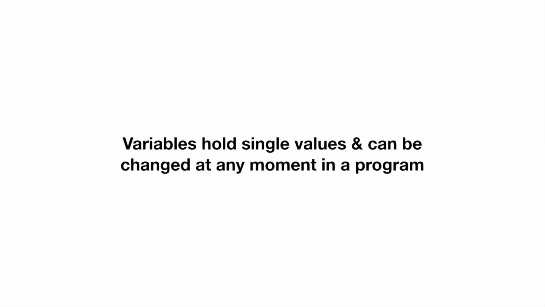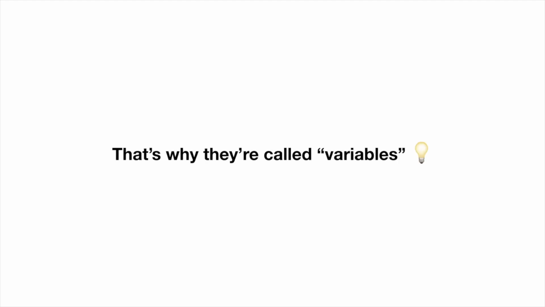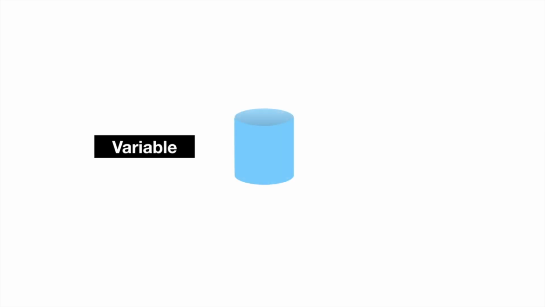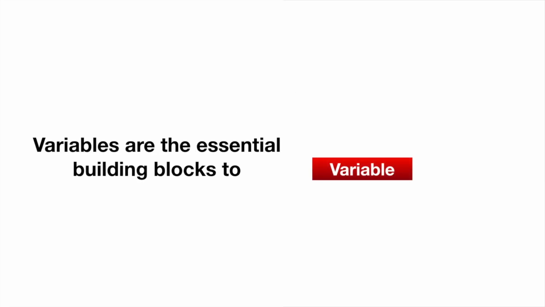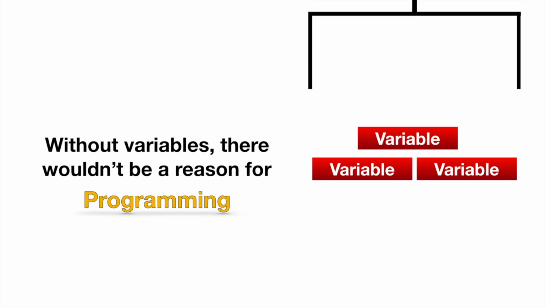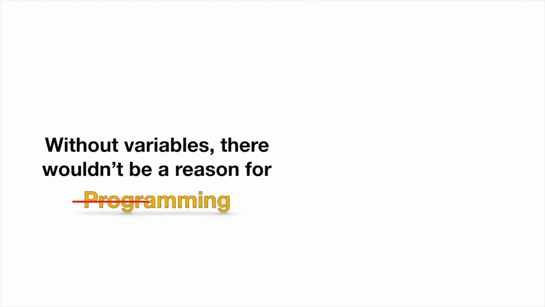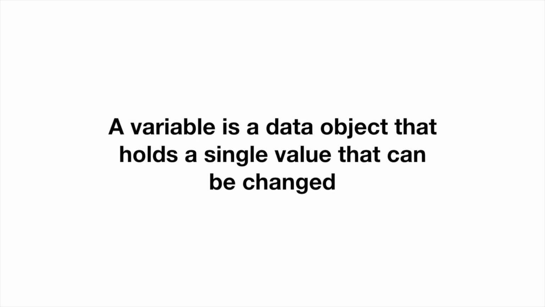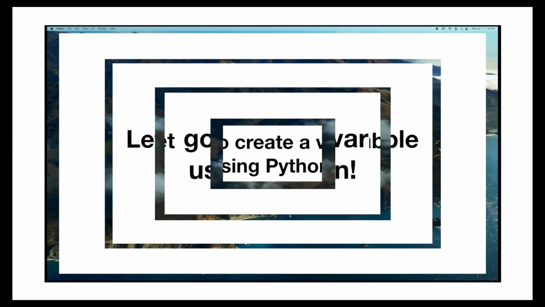These variables hold single values and can be changed at any instance in a program. That's why they're called variables, because the data that they contain can be changed at any moment by a program. So these variables hold the data until it is ready to be used by the program. Variables are the essential building blocks to programming. Without variables, there wouldn't actually be a reason to program because there would be no way to hold, modify, and store the data. So in short, a variable is a data object that holds a single value that can be changed. So now that we know what a variable is, let's go figure out how to create one using Python.